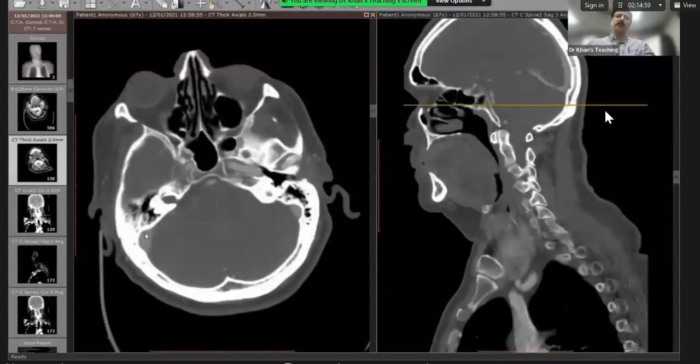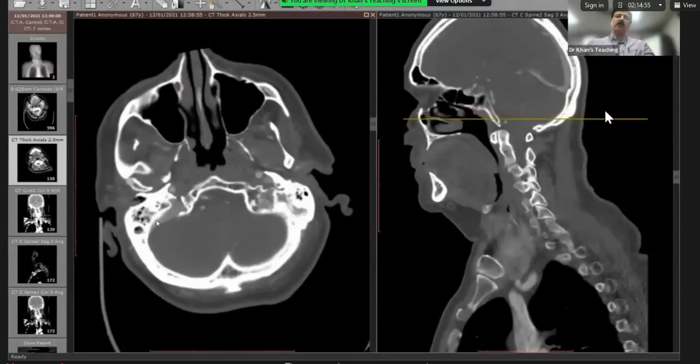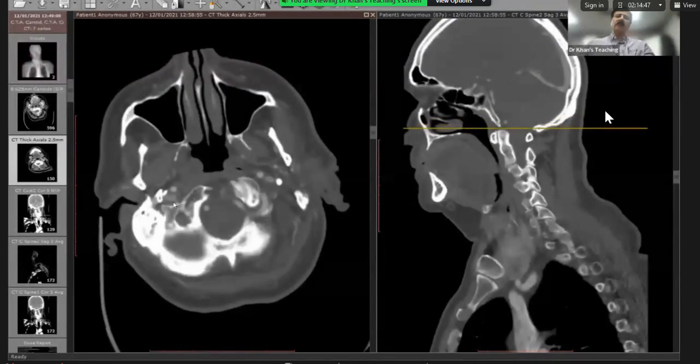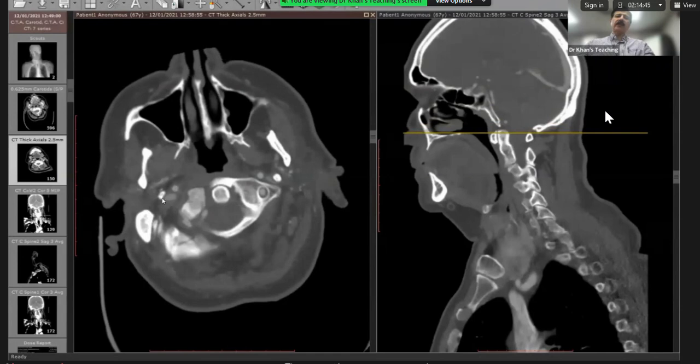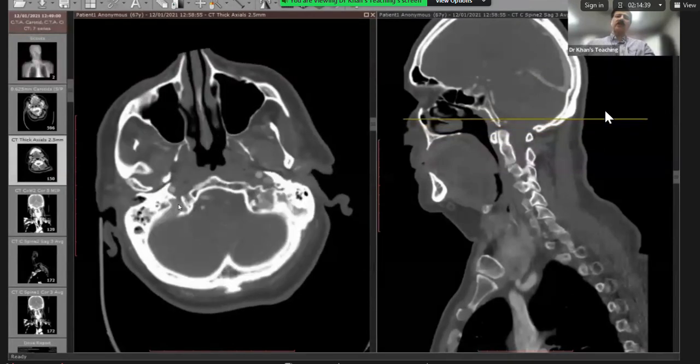Now it goes here. This is the sigmoid notch. And then it passes down. And now it has to come out. So it will come out through the jugular foramen. And it then passes into the neck. And here, this is the carotid space where we can see it.